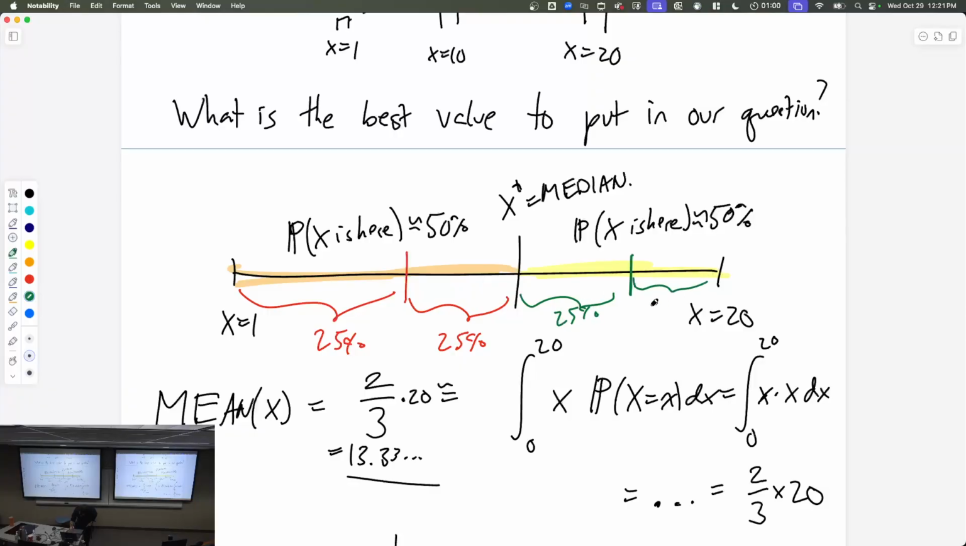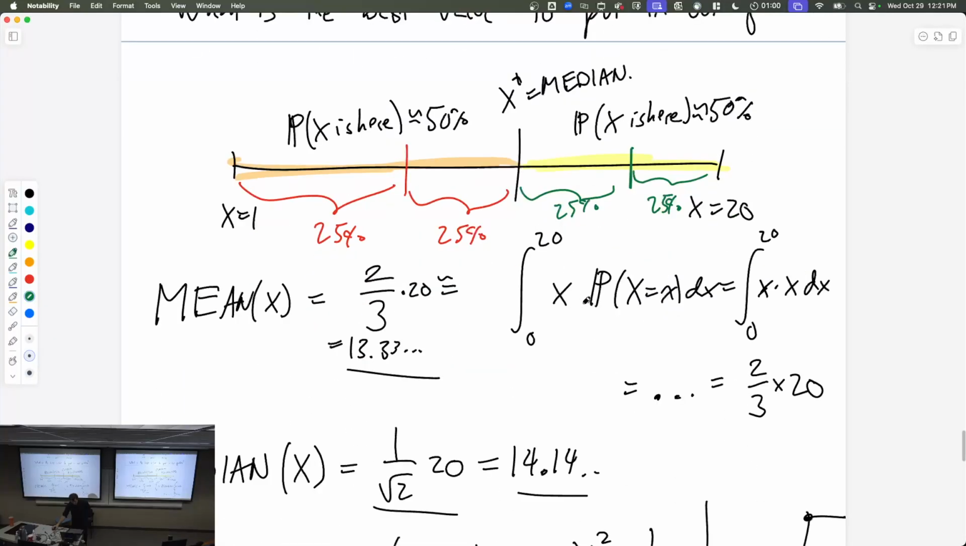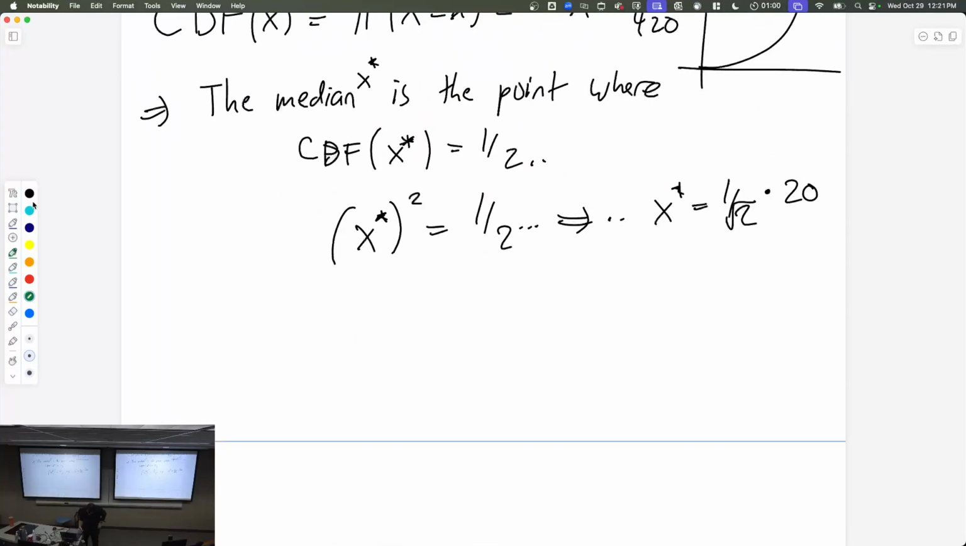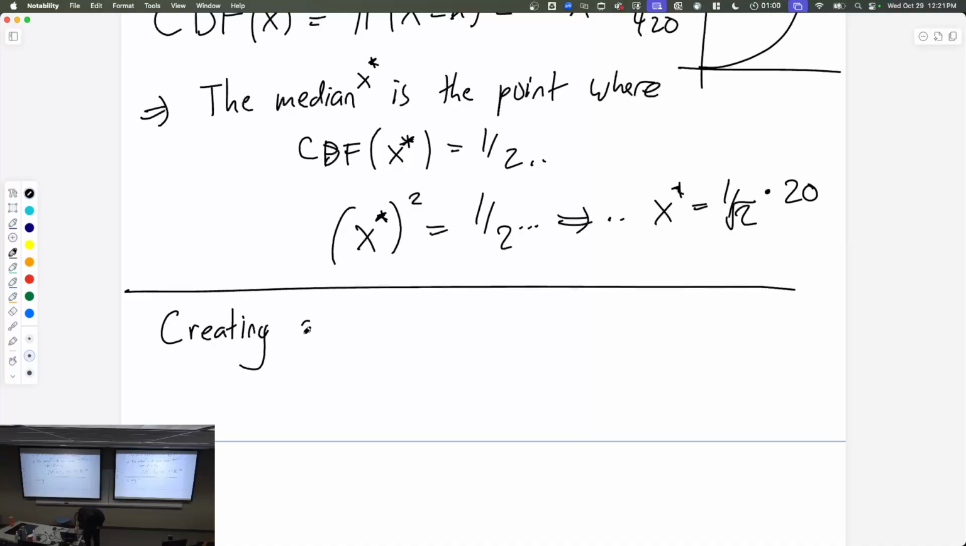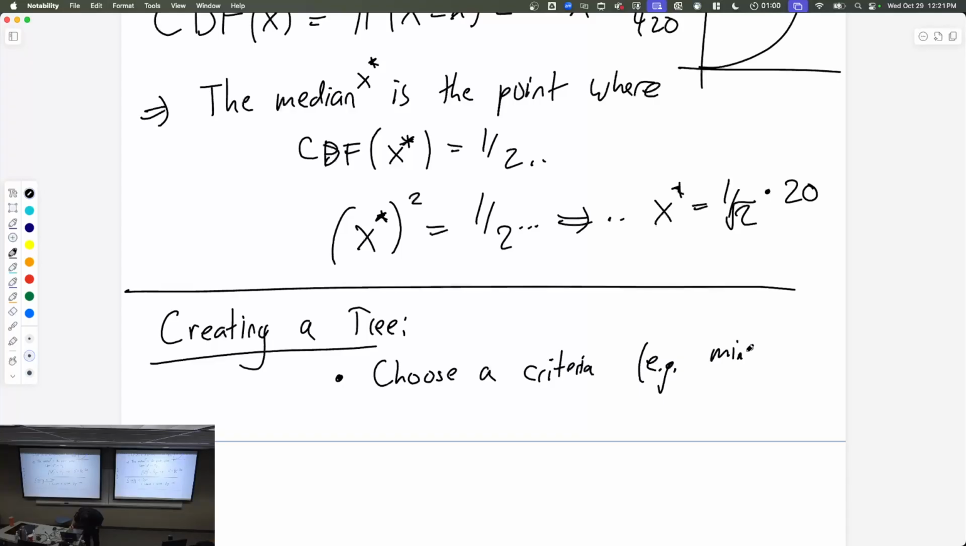So the moral of the story is that to create a tree, you just decide on what you want your tree to do, and then you choose the optimal spot to do it. So this is called creating a tree, and indeed, you can do it greedily with respect to some function. So creating a tree, you choose a criteria, e.g., minimize difference of probabilities.